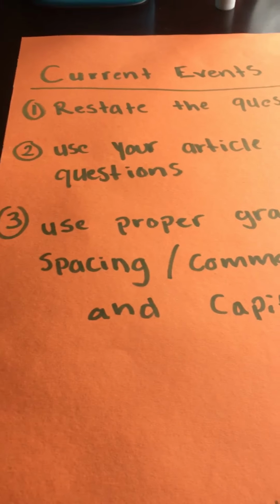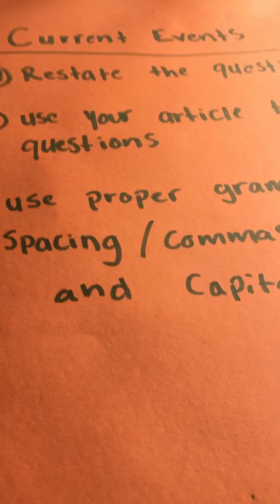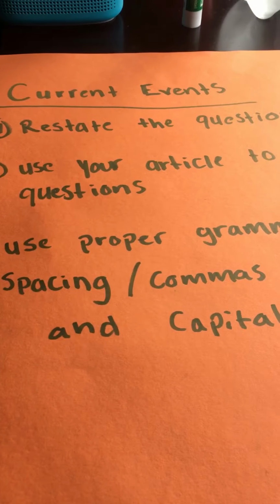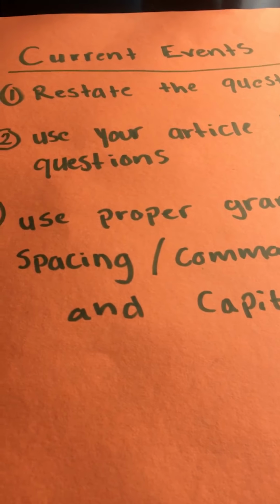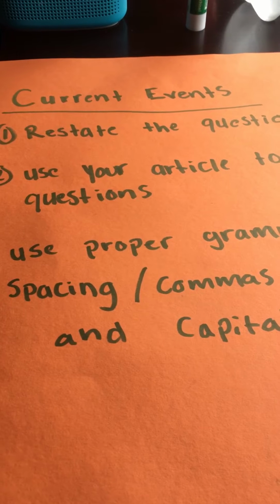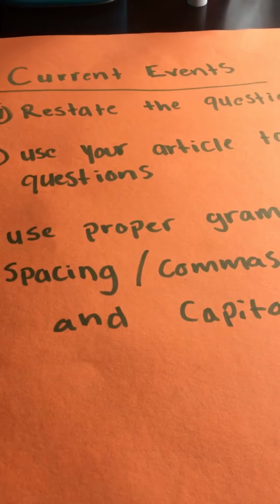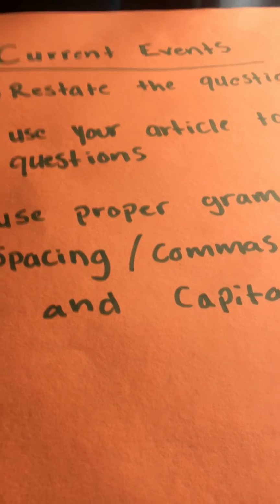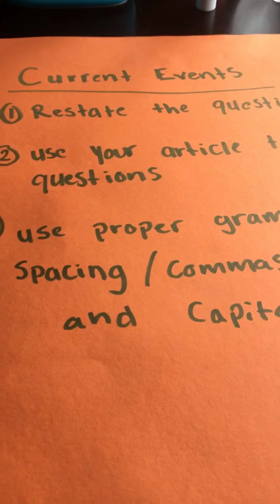Number two, use your article to answer the question. So we don't want to make up our answers. We want to use facts. For example, if we're answering the question, when did it happen? When is like a date or a time. Usually the article from News to You that I send or you guys look up will have a date in the top right corner or a date and time within the article. So when you're reading it, you will either find it there or at the top right corner.